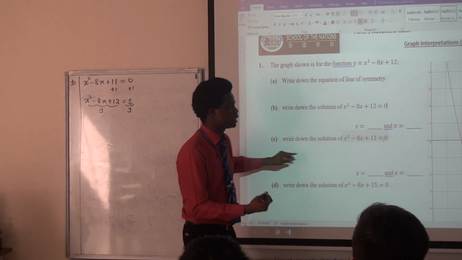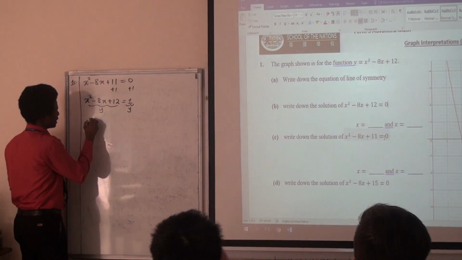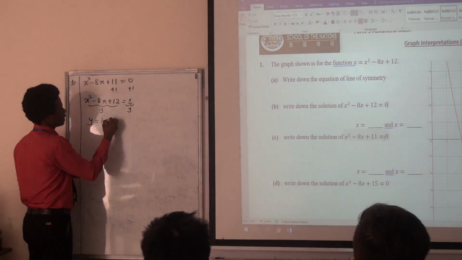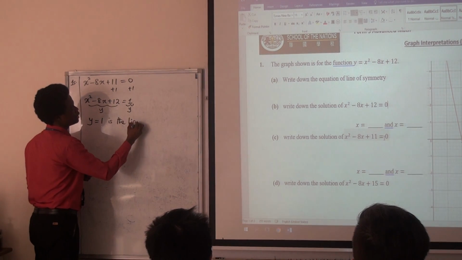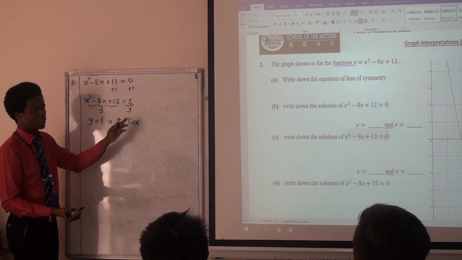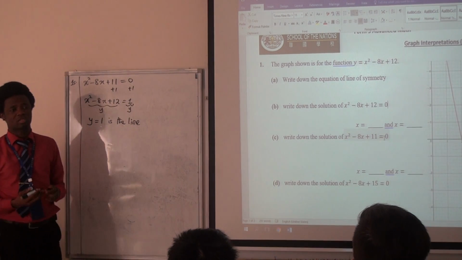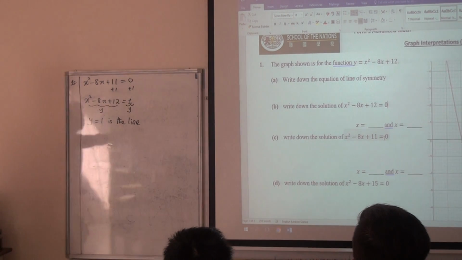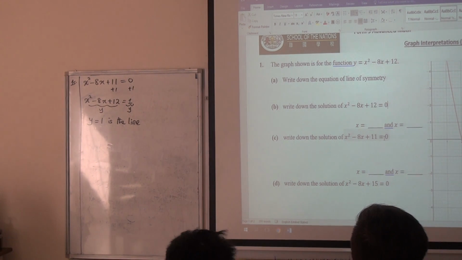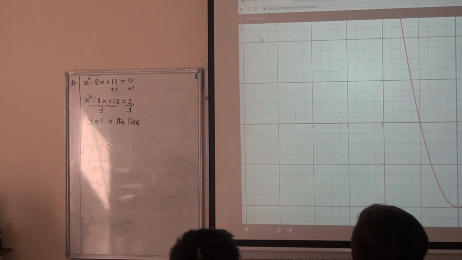We need to see that you got line y is equal to 1. You can decide to write it, y is equal to 1 is the line, or something like that. A proof that you got line y is equal to 1, by leaving it here or just writing y is equal to 1. Okay? But on the graph, you have to show your y is equal to 1. So I'm going to show my y is equal to 1 on the graph.